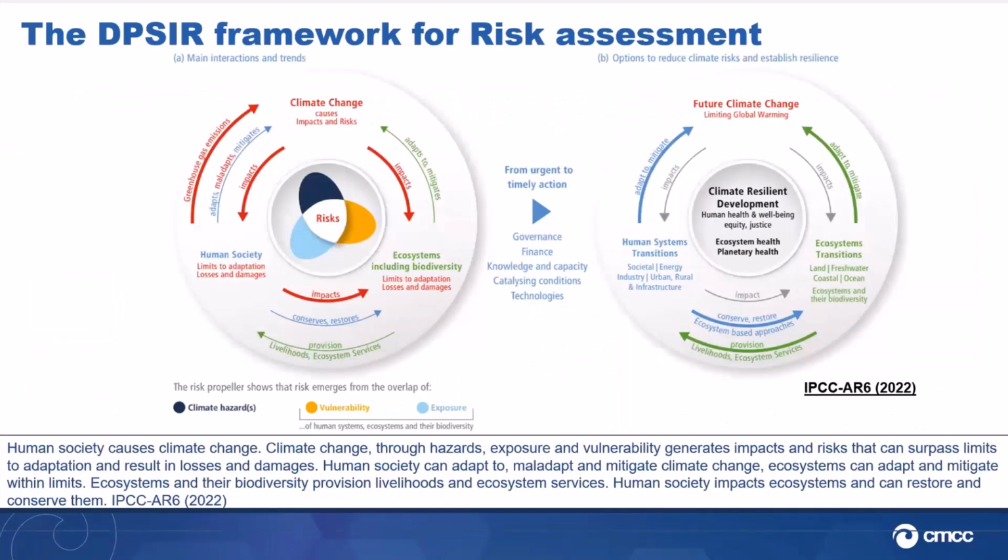In the recent report, they also provide not only the DPSIR framework, which stands for driver, pressure, state, impact, and responses, but also the main interactions and trends between climate change, ecosystems, and human societies. It also provides options to reduce climate risk and establish resilience. For example, human systems and transitions can adapt and mitigate to climate change in order to reduce its impact. Ecosystems can also adapt to reduce the impact of future climate change, as well as increase the provision of the ecosystem services that they provide.